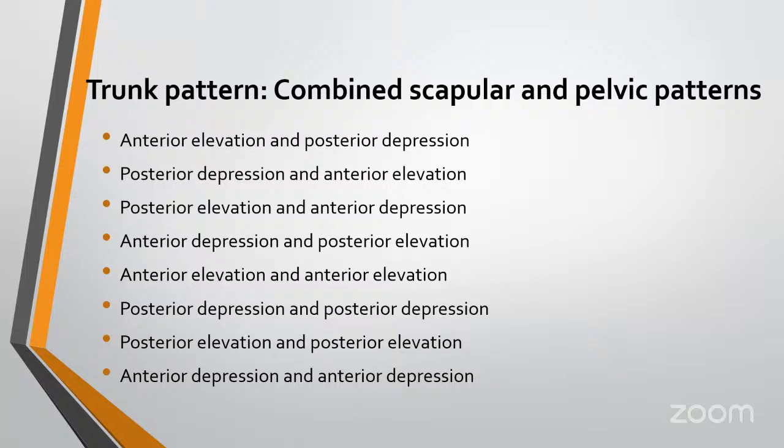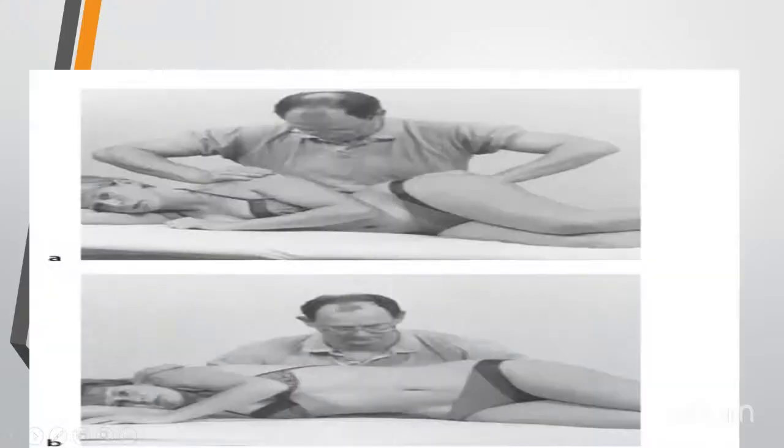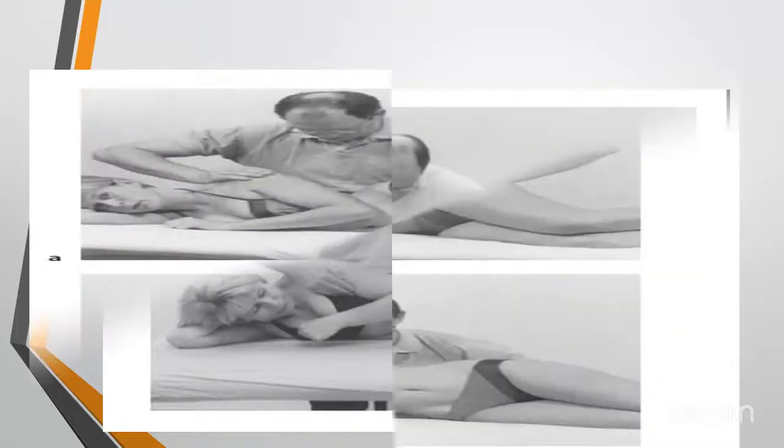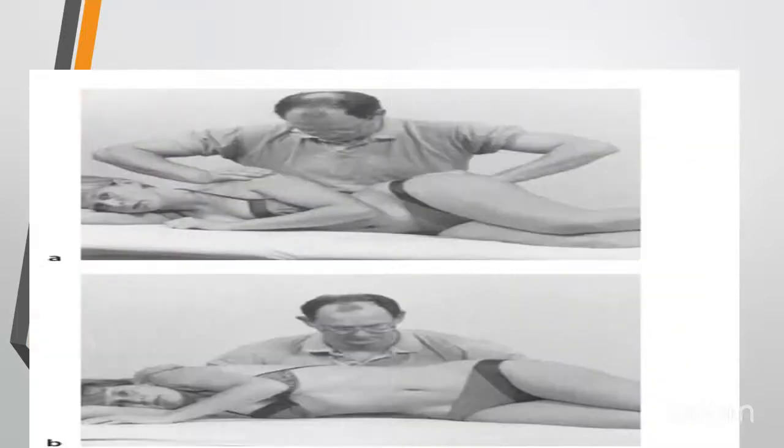We have looked at various combinations of upper limb, bilateral upper limb combination together with upper trunk, which will have the chopping and the lifting. We have seen a combination, this is an example of scapular pattern, anterior elevation. Okay, this is just posterior depression and posterior depression, as you can see. Yes, so this is now anterior elevation downwards and posterior depression.